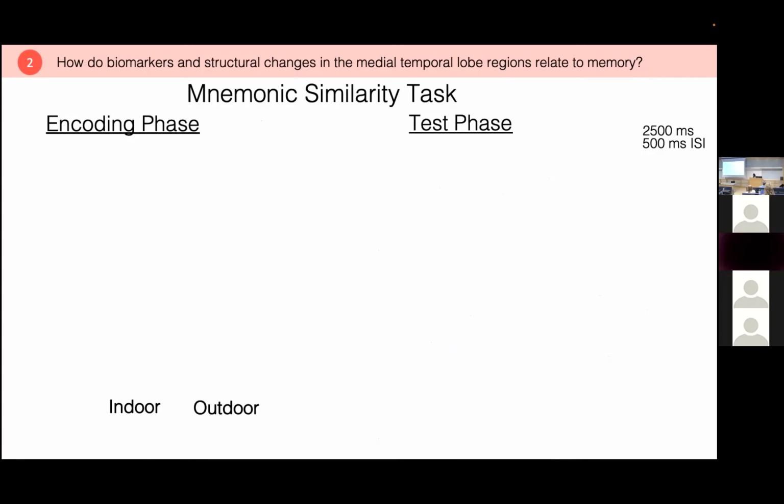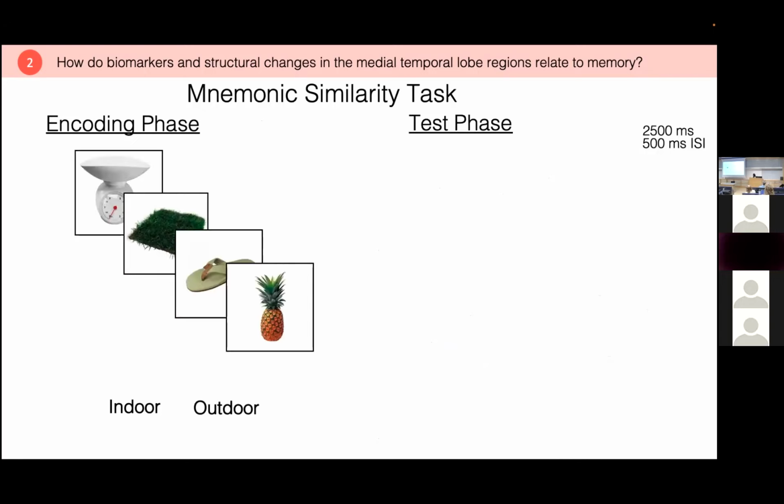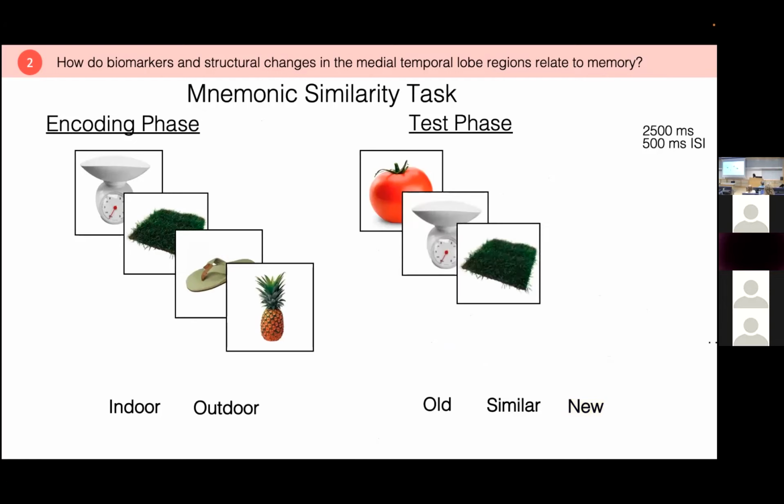And if you're not familiar with this task, I'll breeze right through it. But the encoding phase is you see a series of objects, and you have to identify these objects as indoor or outdoor. And later on in the test phase, you see the three options are old, similar, and new. So you might see new items, which you classify as new. You might see items that are old, so old items that you previously saw.